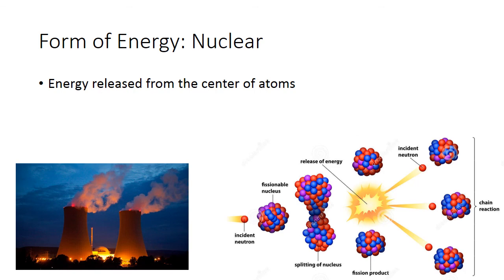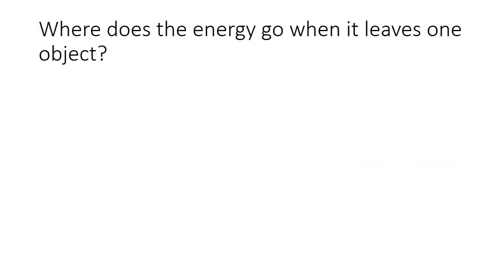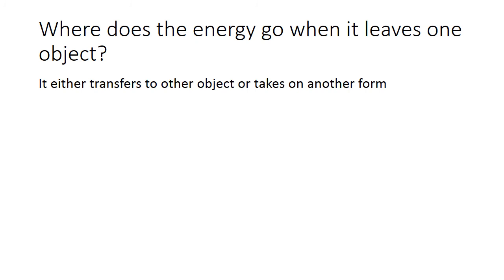Okay. Nuclear power plants are a place where that happens. Nuclear weapons are another place that we find that in as well. Now, where does the energy go when it leaves one object? Well, it either transfers to another object or objects, or it takes on another form.